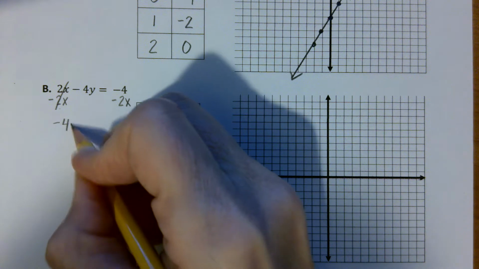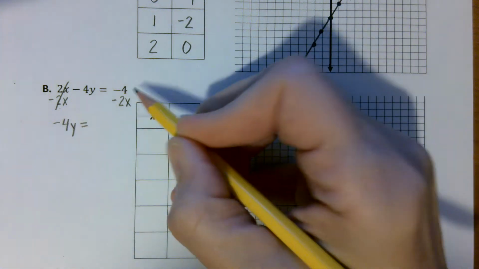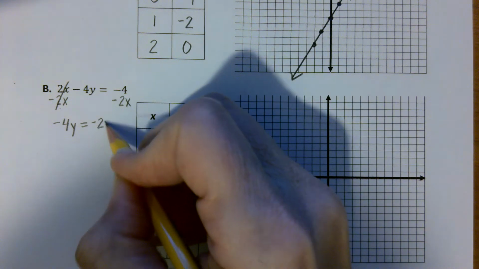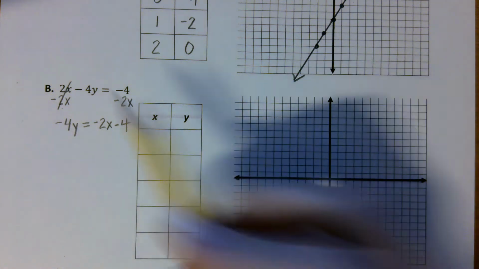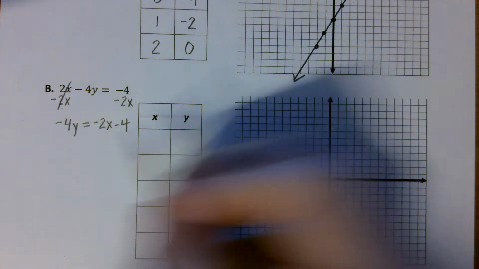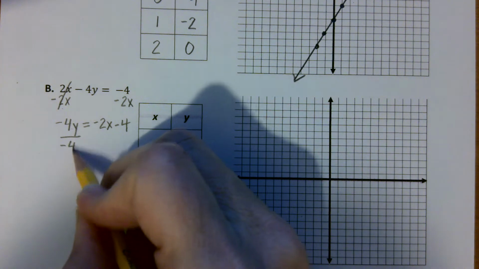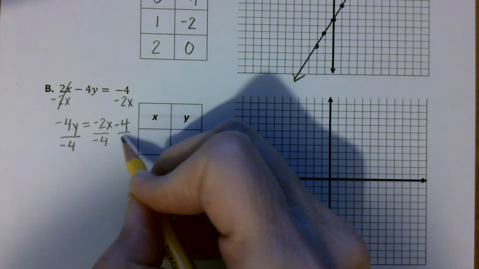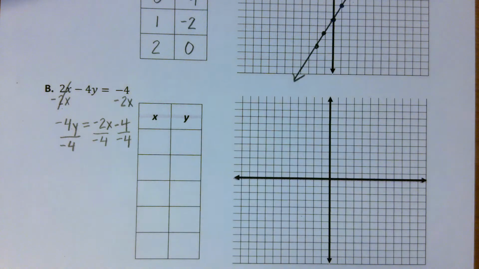I have negative 4y equals, well, these are unlike terms, so I'm going to write the one with the variable first, and then minus 4. To get y by itself, instead of multiplying by negative 4, I'm going to divide by negative 4. Whatever I do to one side of the equation, I'm going to do to all the terms on the other side. Division property of equality.